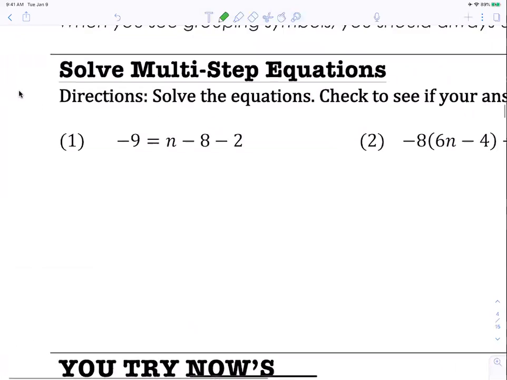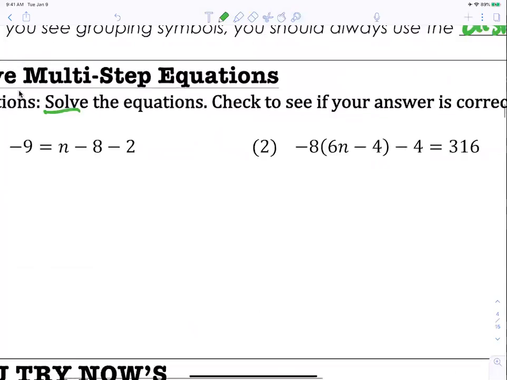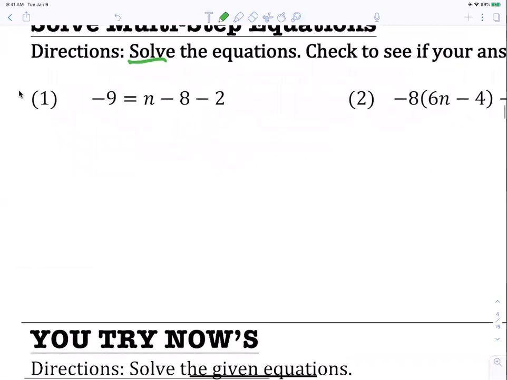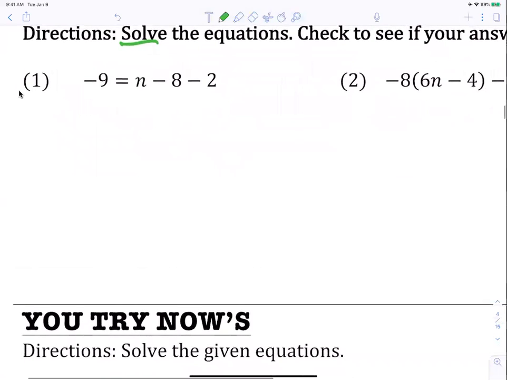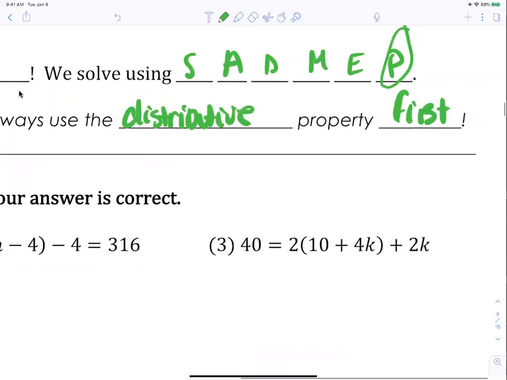So let's actually do our first example. So here it says, obviously solve the equations, check to see if your answer is correct. So let's go ahead and solve. Now, sometimes the solving doesn't always mean let's start undoing things right away. Usually, as a rule of thumb, there's kind of a couple small steps that I will always follow. And the first one is obviously if there's distributive property. Whoa, not an R, DI.